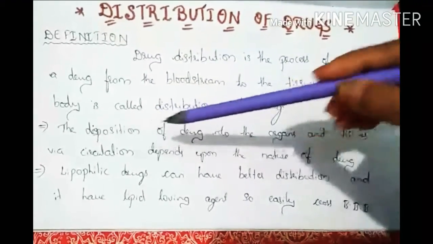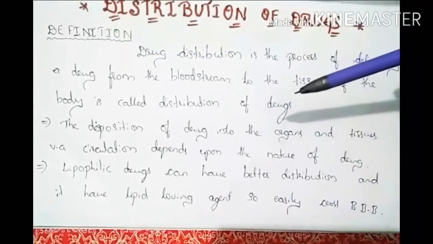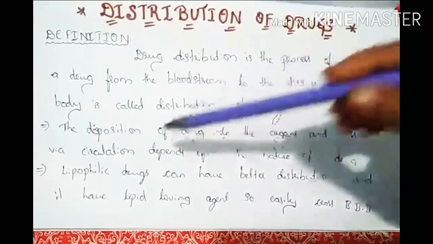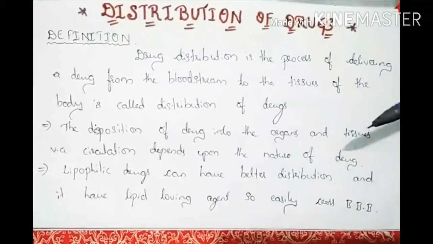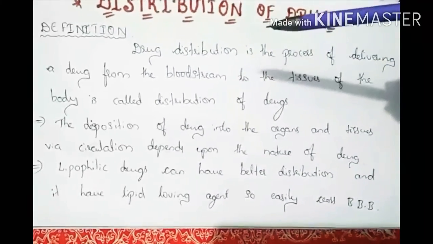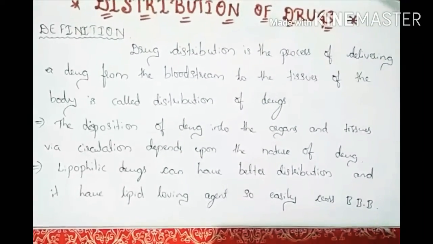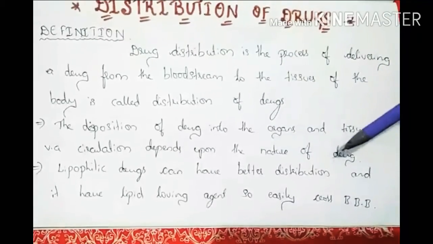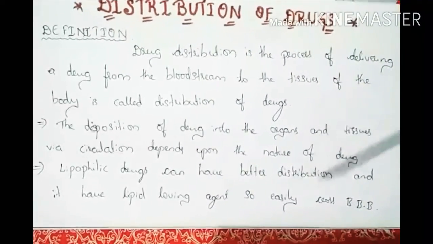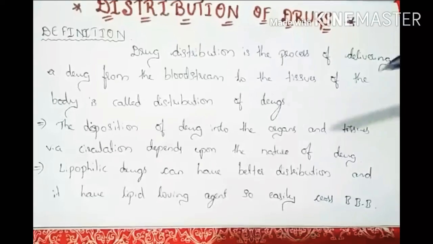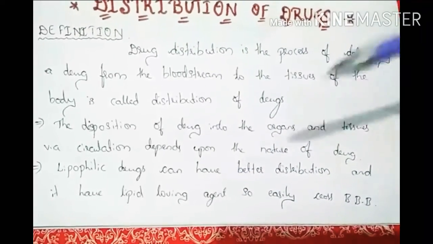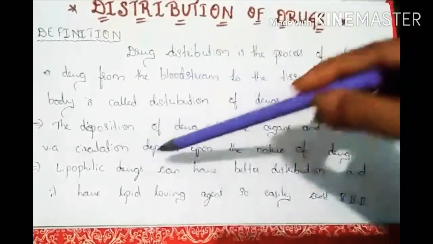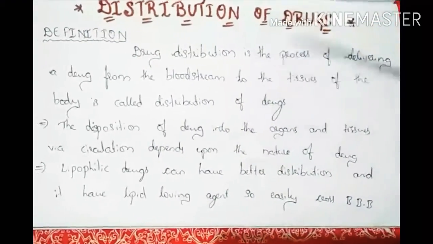The deposition of a drug into the organs or tissues via circulation depends upon the nature of the drug. The drug is either a lipophilic drug or a hydrophilic drug. Its deposition into the organs or tissues takes place through the circulation of the blood.